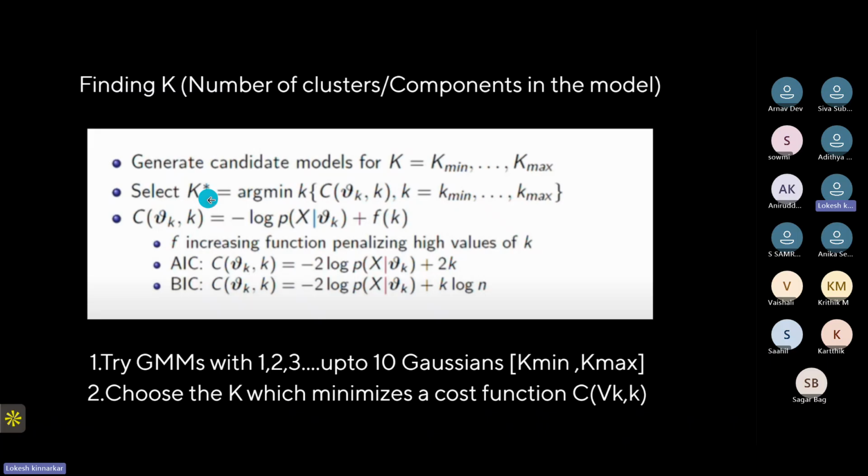What essentially you do is you select the value of k such that this particular cost function is minimized. So this is again the cost function, and you add a penalty for this as you do in other machine learning models as well. What the Akaike information criterion does is it applies a penalty linearly for high values of k, and the Bayesian information criterion, if the number of data points in the model increases, applies the penalty logarithmically.